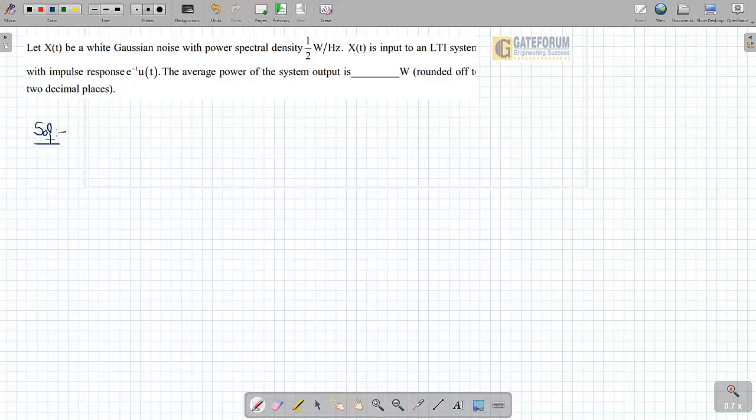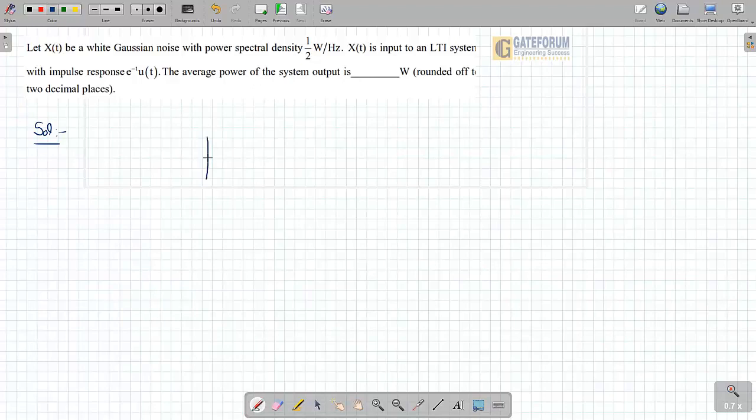From the random process part, the transmission of a wide sense stationary random process through an LTI system. Let X(t) be a white Gaussian noise with power spectral density 1/2 W per Hertz. X(t) is input to an LTI system with impulse response e to the power minus t u(t). The average power of the system output is what we have to find.